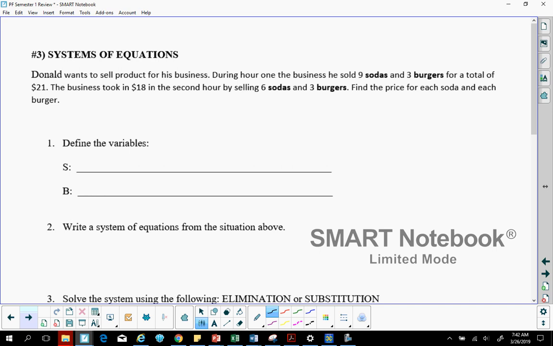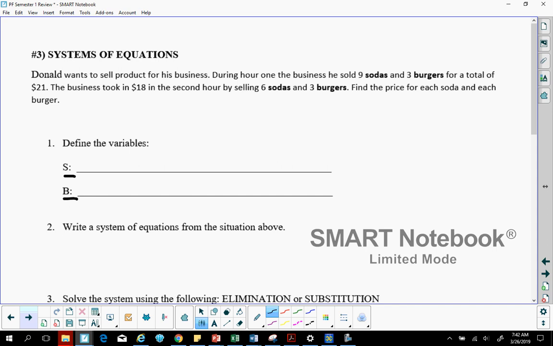And so this might look a little bit different than your page. So for example, see how S and B, so maybe yours says BS. So cross it out, put S and B, so it's in order. And it says Donald wants to sell products for his business. During hour 1 of the business, he sold 9 sodas, 3 burgers, and got 21 bucks. The business took in $18 the second hour by selling 6 sodas and 3 burgers. Find the price of each soda and each burger.